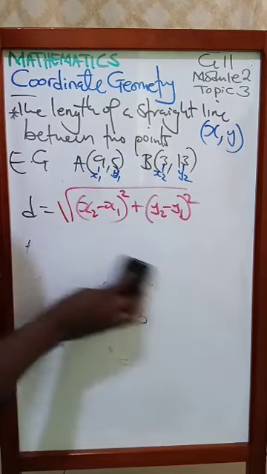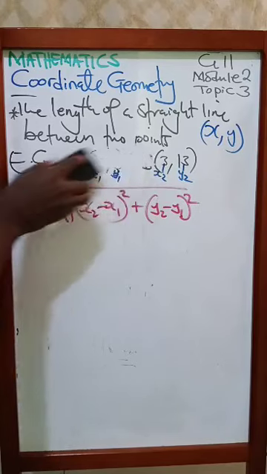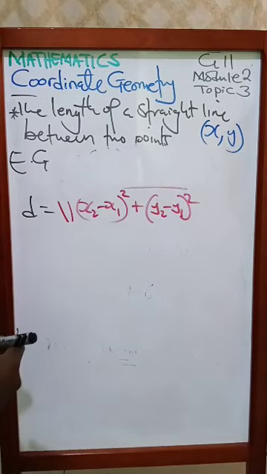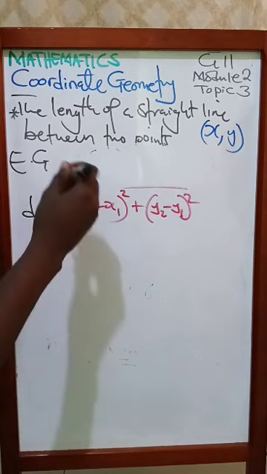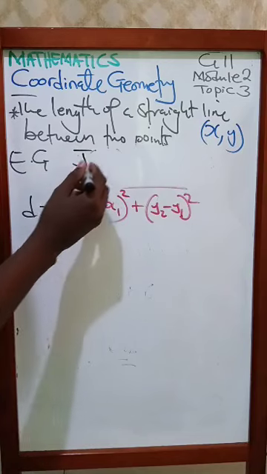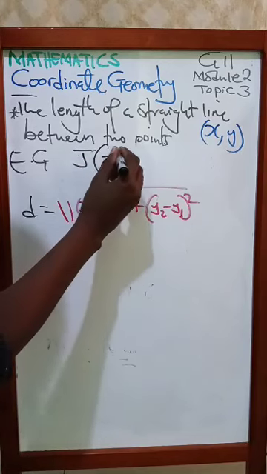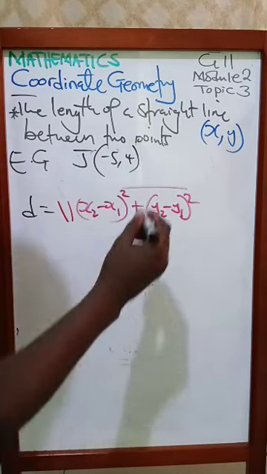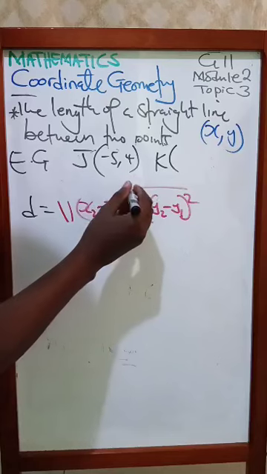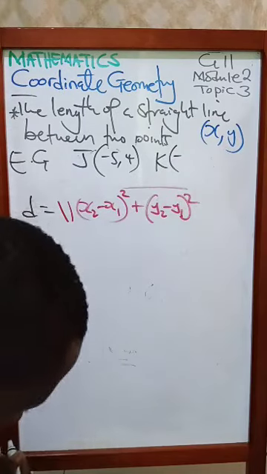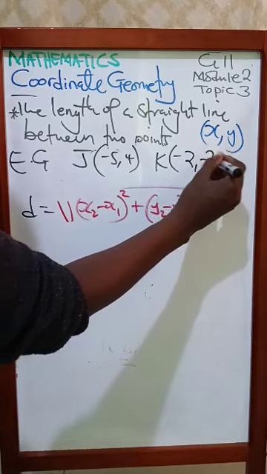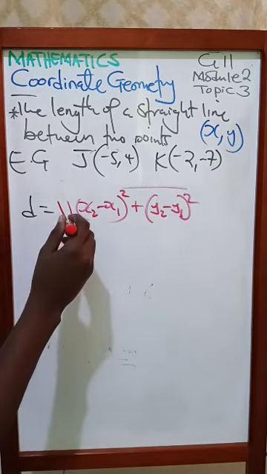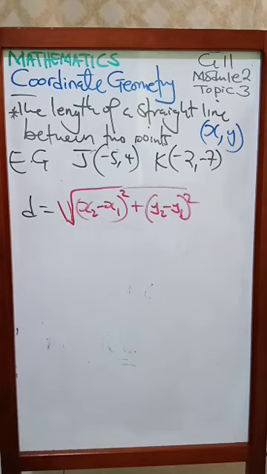Okay, so I'm just going to change this part here. So let's say you have these coordinates. Let's say J is negative 5, 4, and which letter can we use? Let's use K. So let's say K is negative 2, negative 7. We want to find the length of this line, which is JK.